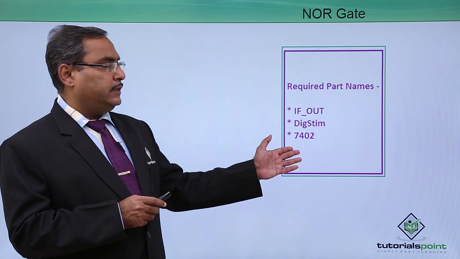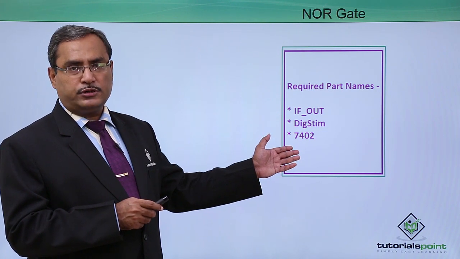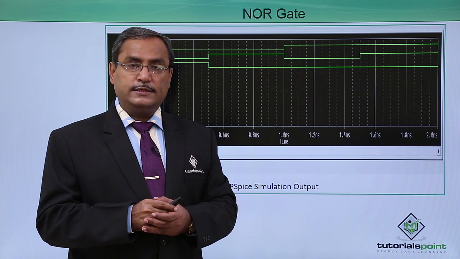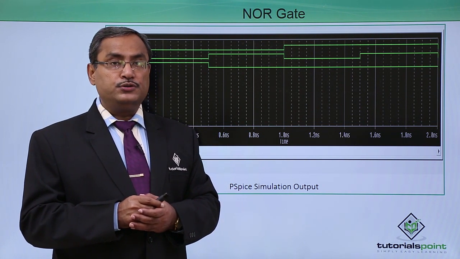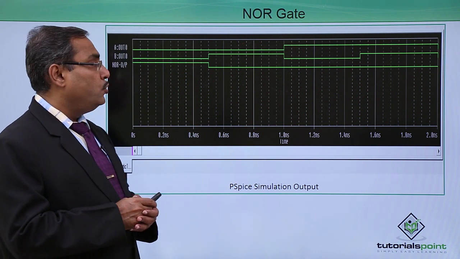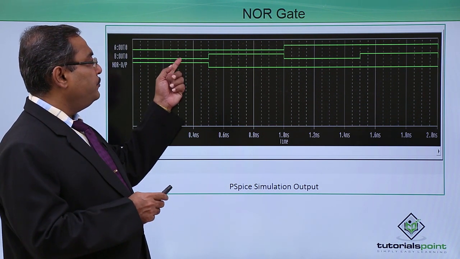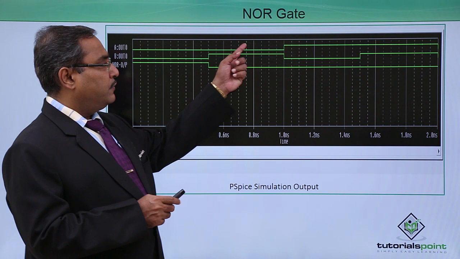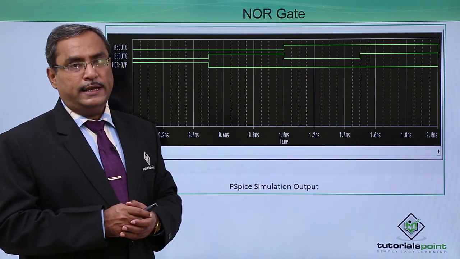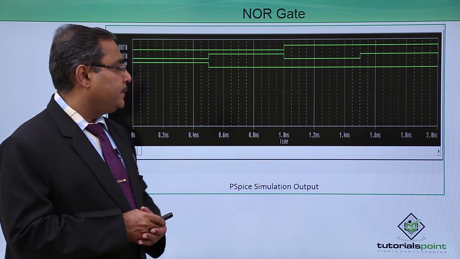So this is the respective parts name required for the construction of the circuit, and this is the respective simulation output. In case of OR, 0 0 will produce 0 as output, but here in case of NOR, 0 0 will produce 1 as output. So for the 0 0 input, 1 is output, and for 0 1, 1 0 and 1 1 the 0 output is being continued.